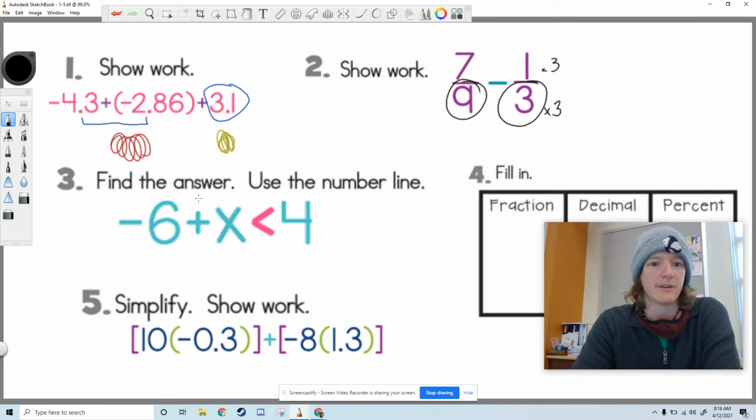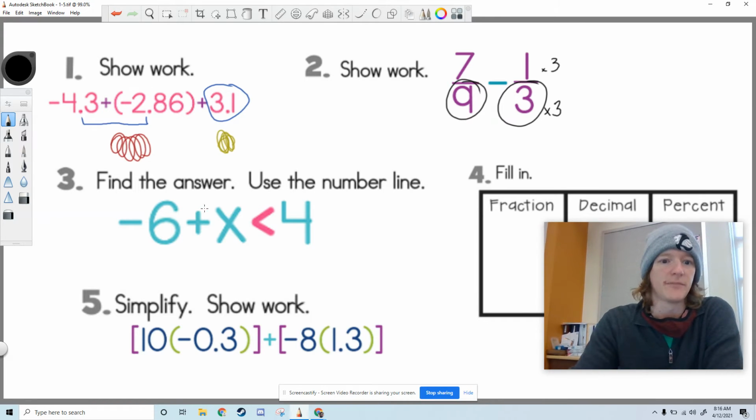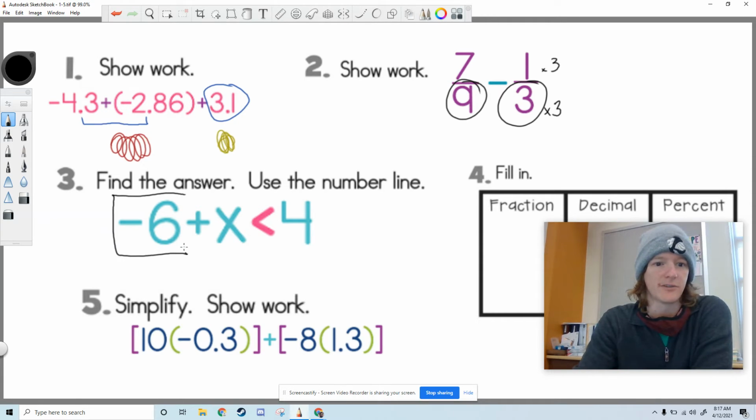For number 3, we need to find the answer and use a number line. Negative 6 plus x is less than 4. This is a one-step algebra problem. We have to figure out what x is less than. So we'll get rid of this first by doing the opposite of minus 6 to both sides. And we'll get x is less than 10.